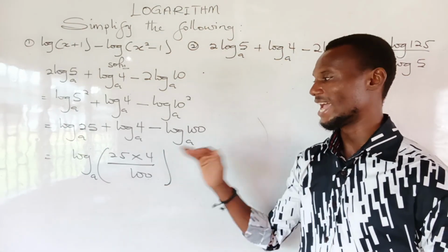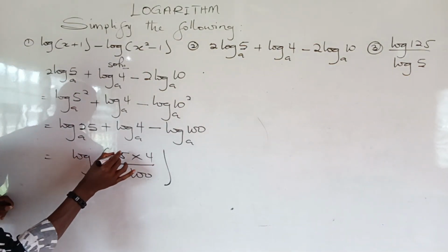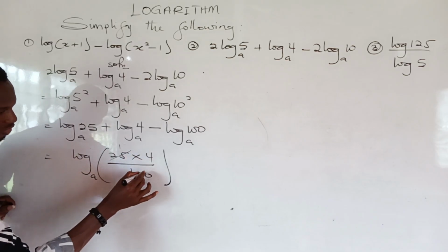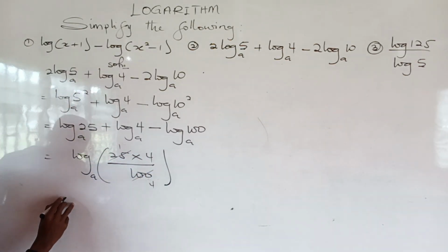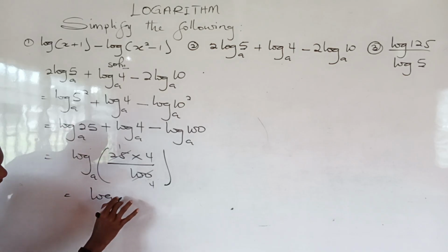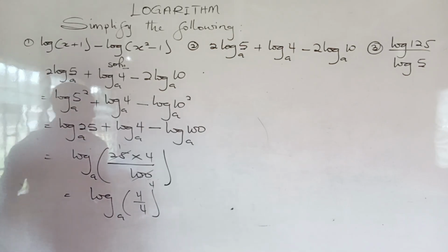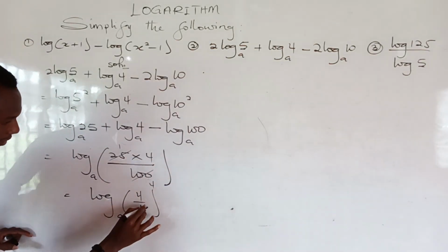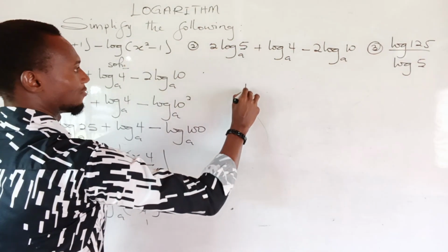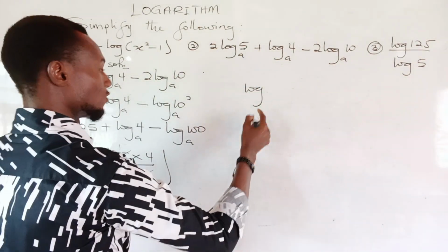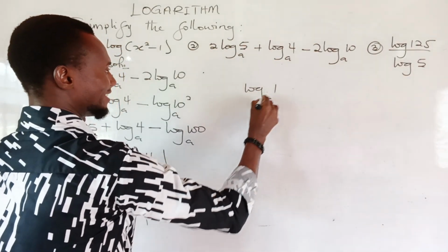Let's go ahead and simplify further. You know that 25 and 100 can simplify. 25 goes into 25 once, and 25 goes into 100 four times. So I'm going to have log of 4 over 4 to the base a. Now, 4 goes into 4 once, and 4 goes into 4 once. So I'm going to have the log of 1 over 1, which is 1. So I'm going to have the log of 1 to the base a.